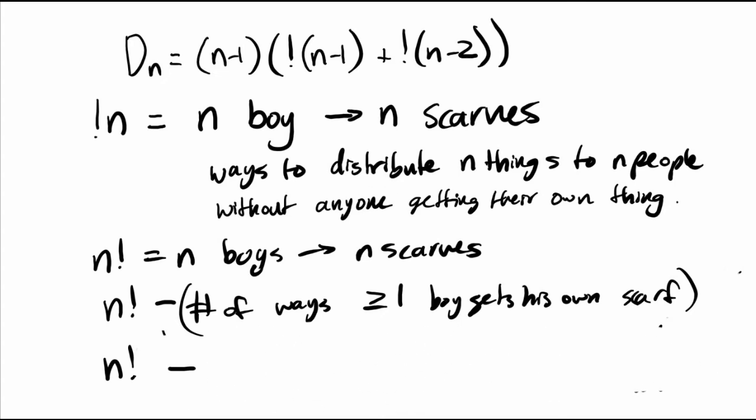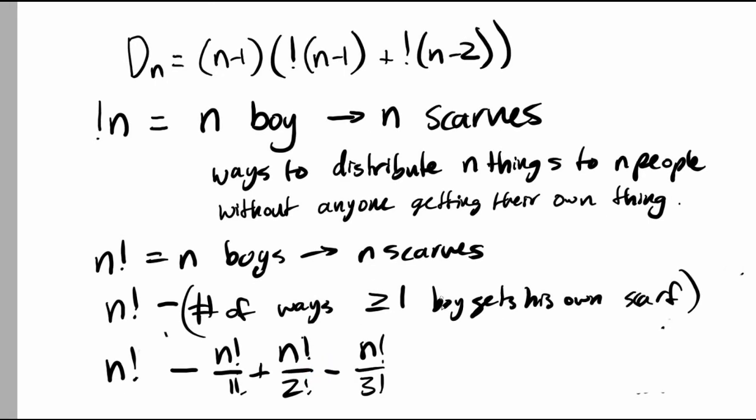So essentially this equation really becomes n factorial minus n factorial over 1 factorial plus n factorial over 2 factorial minus n factorial over 3 factorial. Oops, minus. My mistake. All the way down to plus negative 1 to the n times n factorial over n factorial, right?